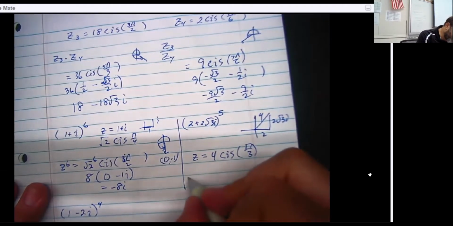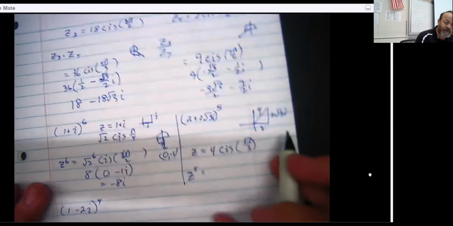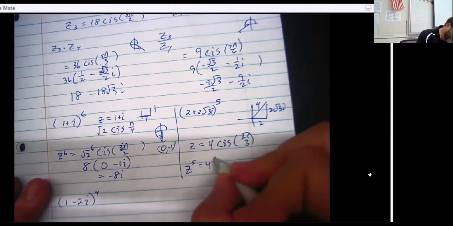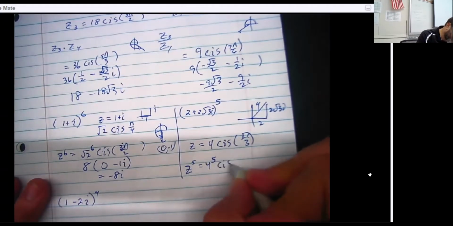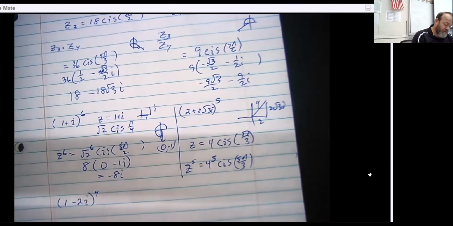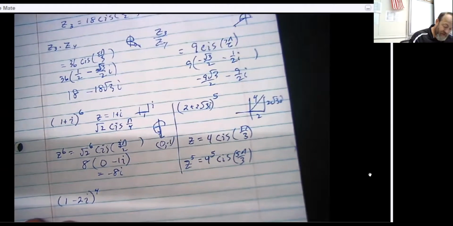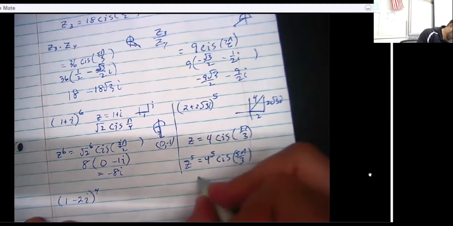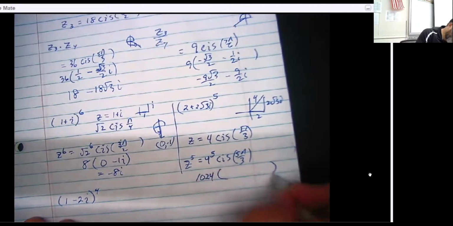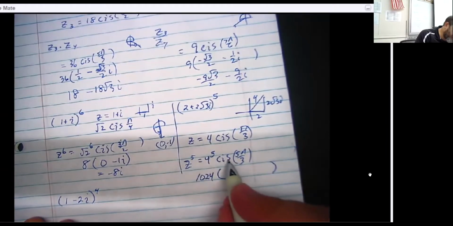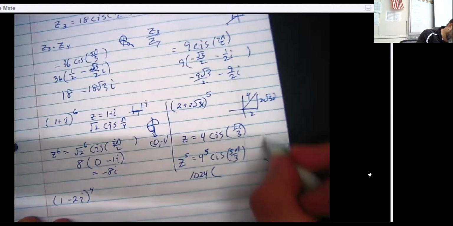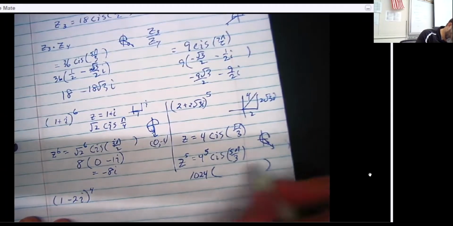And then I'm going to take this thing to the 5th power. Well, then 4 to the 5th power, and then multiply the angle by 5. There we go. Now, the 4 to the 5th is not a nice number. It's pretty big. It's 1,024. And the cosine of 5 pi over 3 just so happens to be a number we've seen already in this video. 5 pi over 3 is down here, where the cosine is positive and the sine is negative.